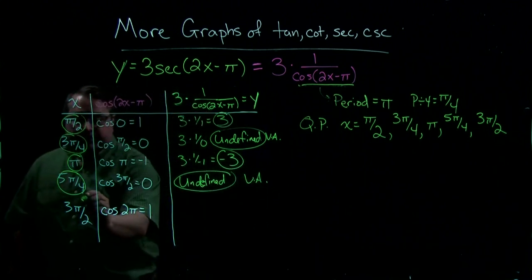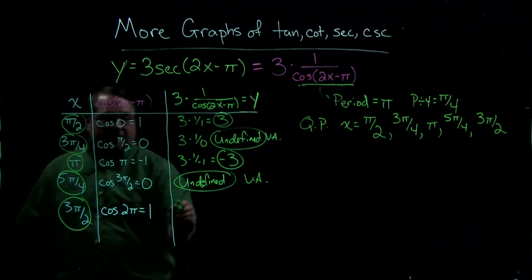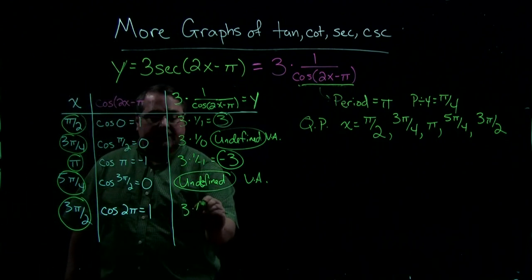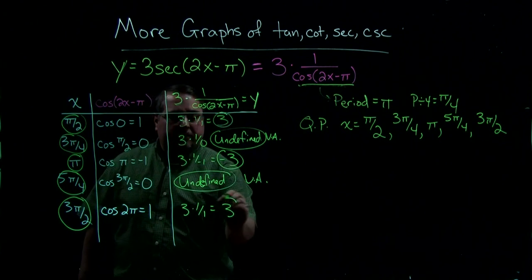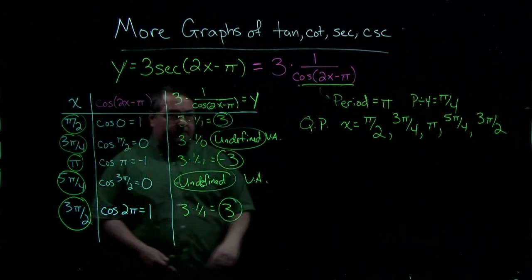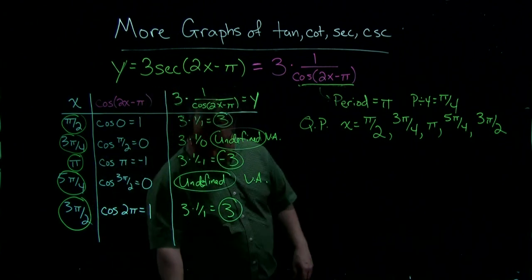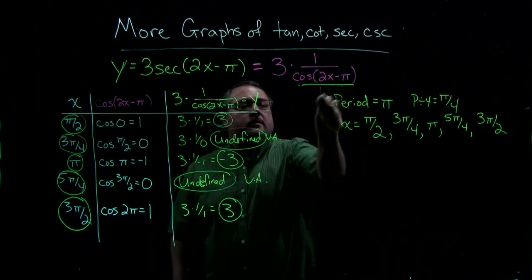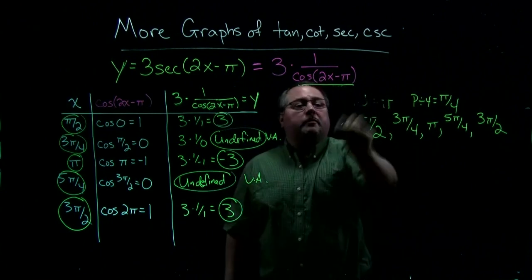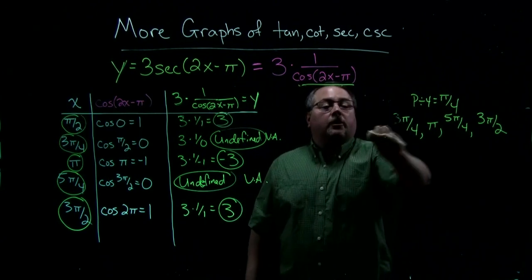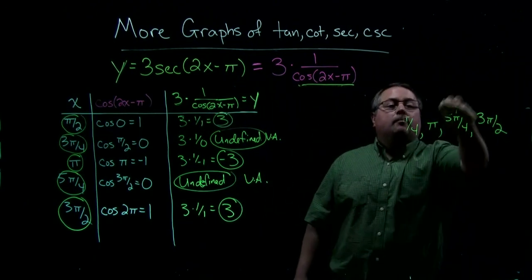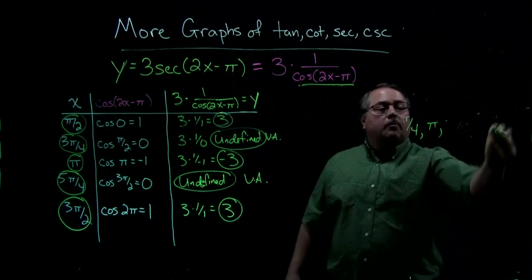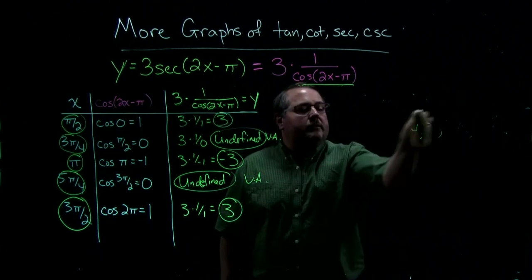And finally, when x was 3 pi over 2, cosine was 1. So 3 times the secant is going to be 3. All right, so those are our points and our asymptotes. Okay, so just like when we were graphing a tangent or a cotangent, we're not going to have 5 points here. We're going to have some points and we're going to have some asymptotes.